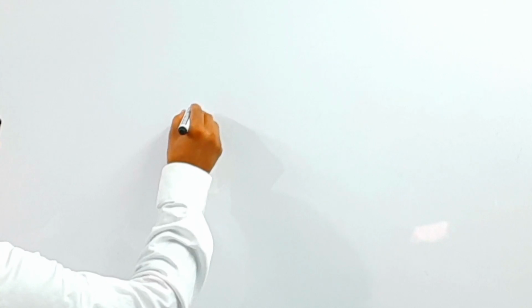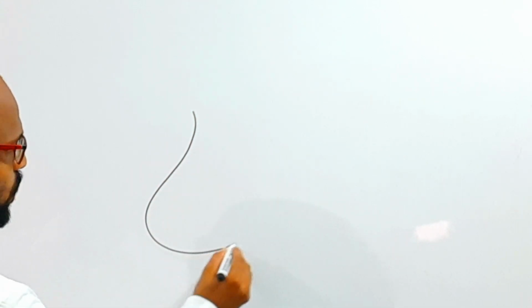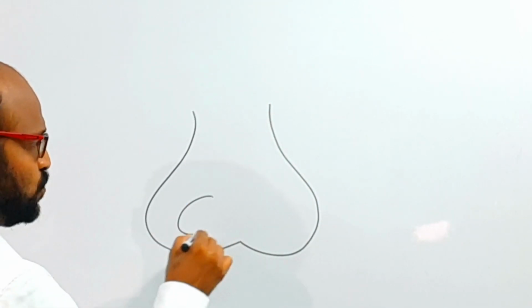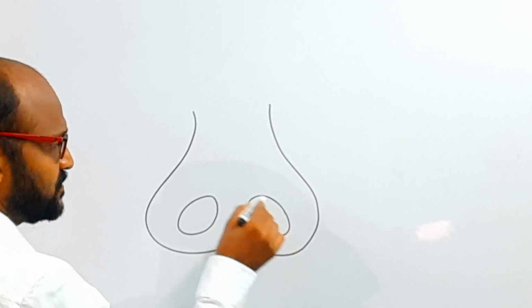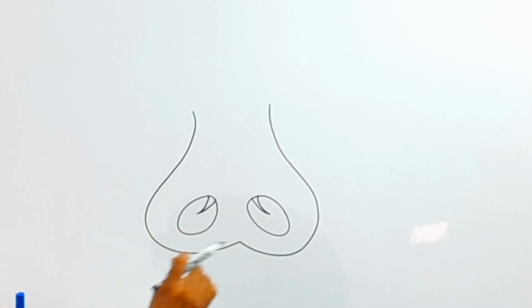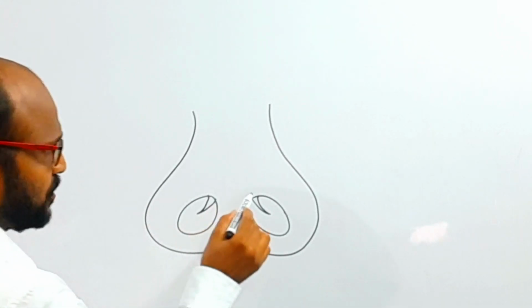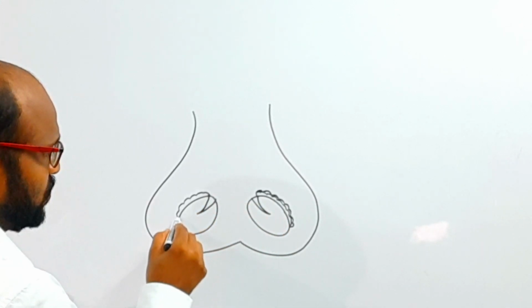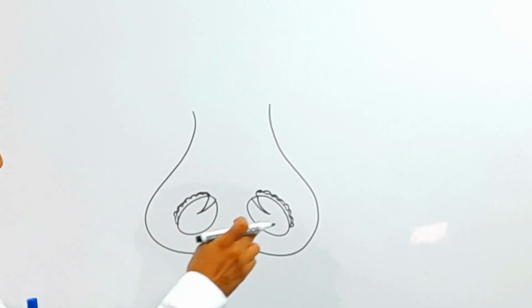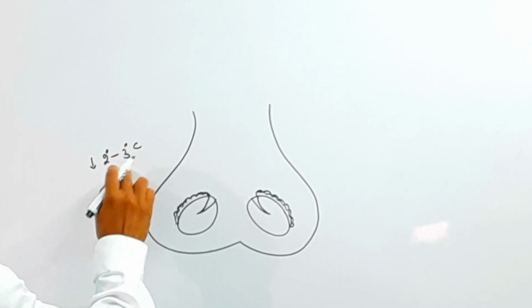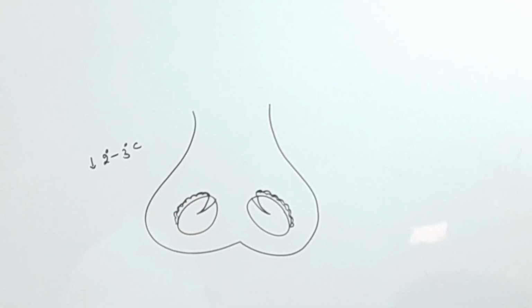As you all know, the scrotum is present outside of the abdominal cavity. Why is it outside of the abdominal cavity? Because the scrotum contains the testes, and the process of formation of sperm, which is known as spermatogenesis, takes place inside the testes. The spermatogenesis process needs a temperature 2 to 3 degrees less than the core body temperature.